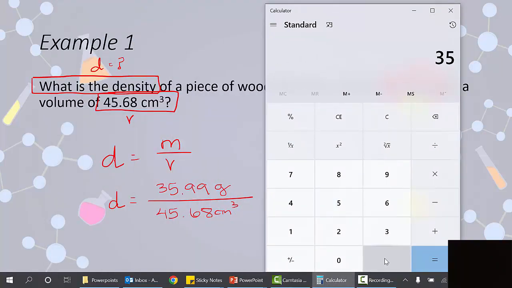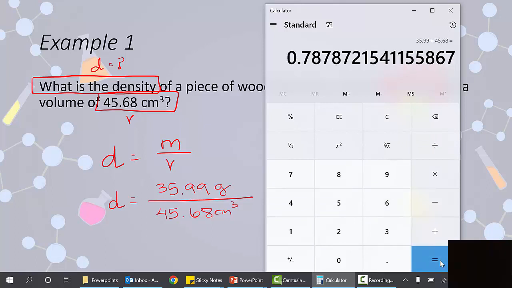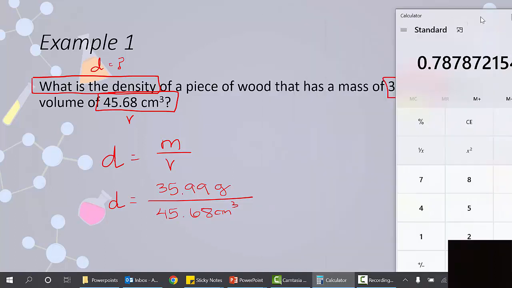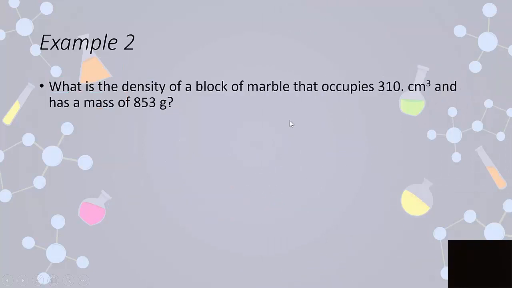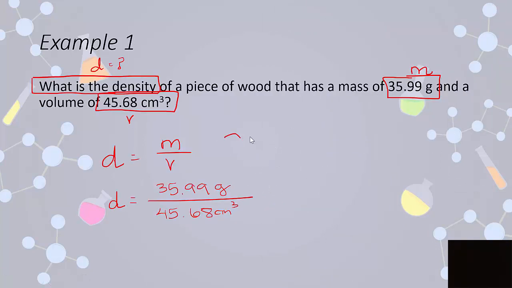So 35.99 divided by 45.68. And whoa, we get this long, crazy number. Now, if you remember, we practiced this earlier. If you have all those digits, it's too many, and we can't include them all in our final answer. So we are going to, here's my pen, we're going to think about those numbers, 0.7878721 dot, dot, dot, dot, dot.